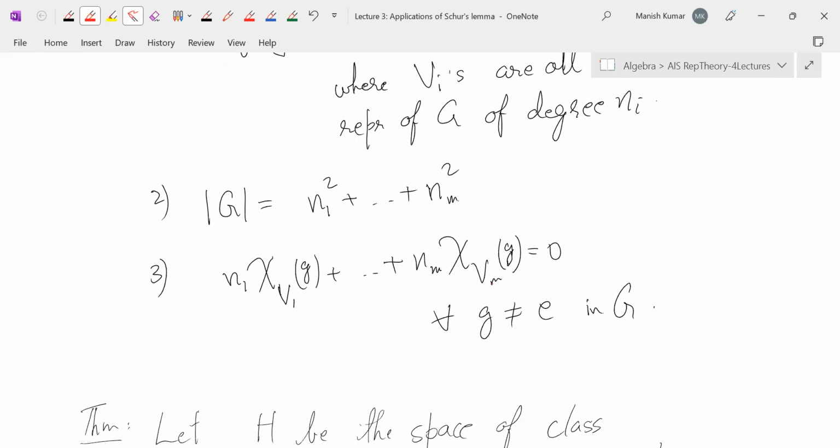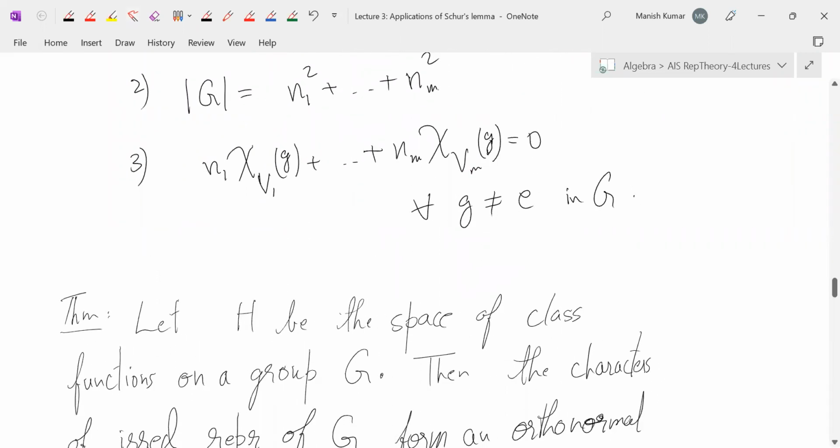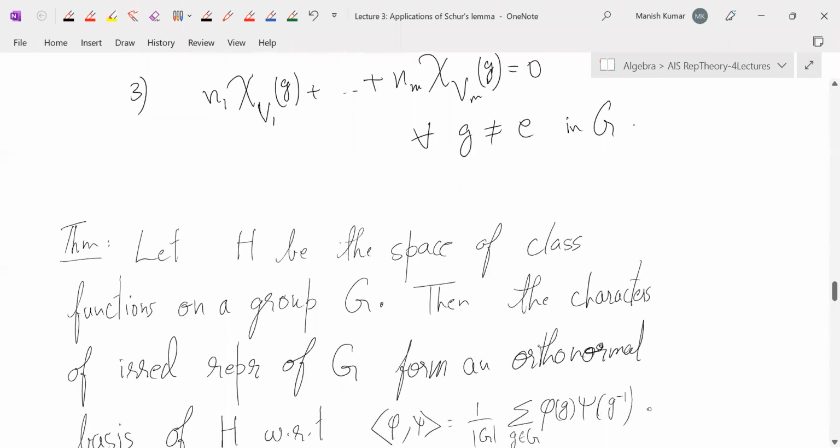From the group G, can we read out how many irreducible representations G has? The next thing I'll do will provide this number. It will tell you what this m should be. To do that, we need this theorem.